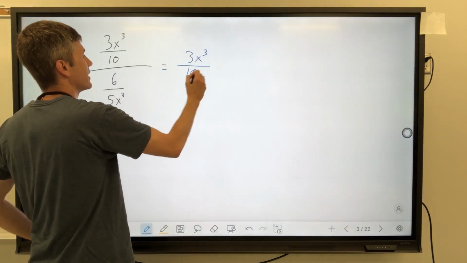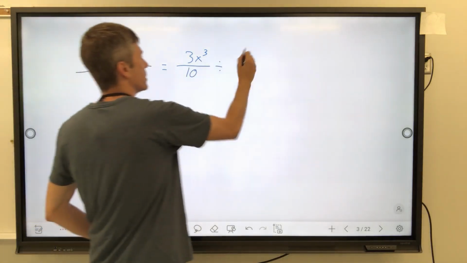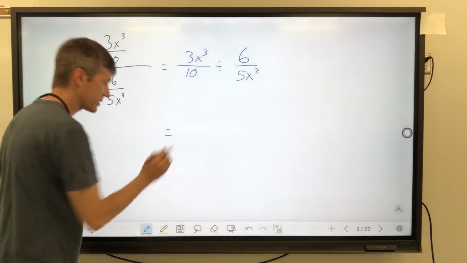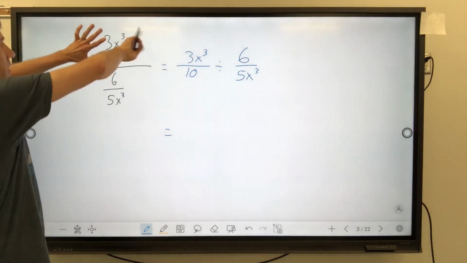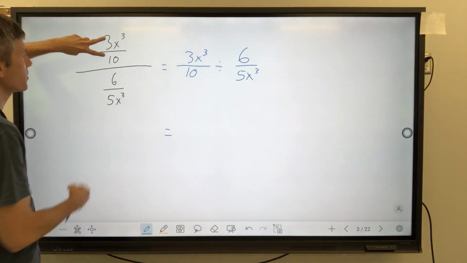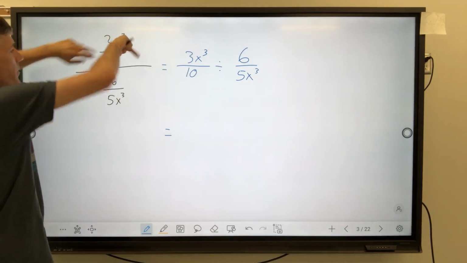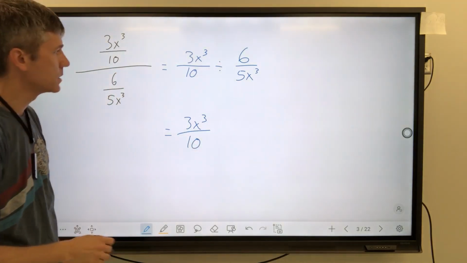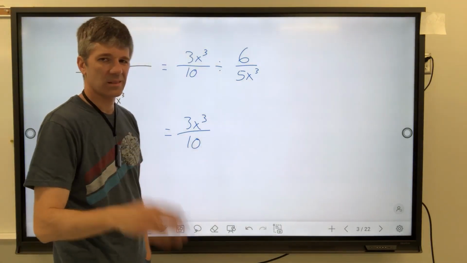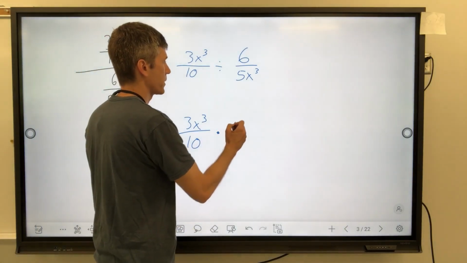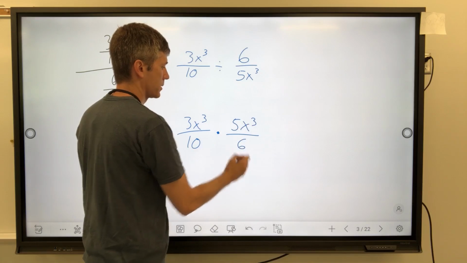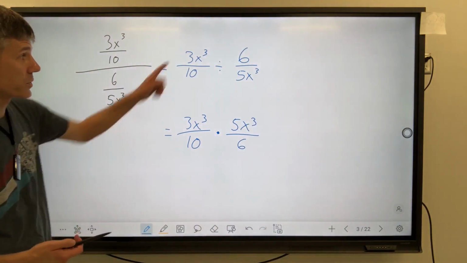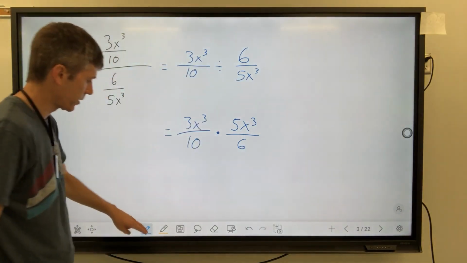3x cubed over 10 divided by 6 over 5x cubed. Skip this step if you like, because I recommend that you jump straight to the next step. When you look at this and you say, why don't I just multiply by the reciprocal? It's kind of how I draw it in my head. Keep this one, but then take this one and flip it up. So we're going to have 3x cubed over 10. Nothing factors here, really. I mean, you could say that's 2 times 5, but you don't, unless you really want to. Okay. This is going to be a disappointing problem because it looks like those x cubes would cancel. They don't because they end up both in the numerator.